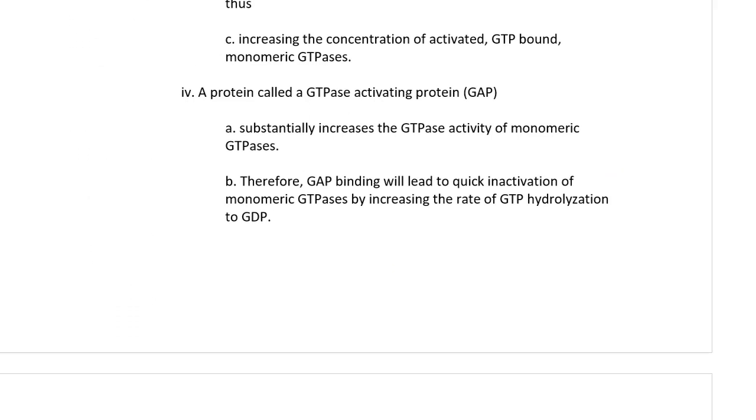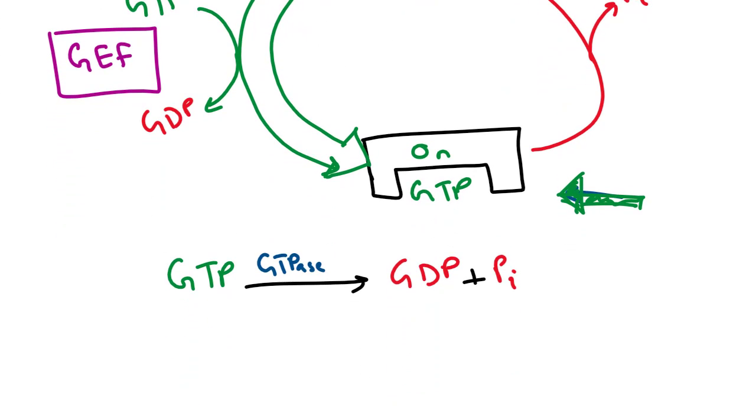A protein called a GTPase activating protein, GAP, substantially increases the GTPase activity of monomeric GTPases. Therefore, GAP binding will lead to quick inactivation of monomeric GTPases by increasing the rate of GTP hydrolyzation to GDP. So what is a GAP doing? A GAP will bind to the monomeric GTPase and increase its activity, so now this hydrolyzation reaction is happening at a faster rate. And this is what the bold arrow is supposed to be showing you.